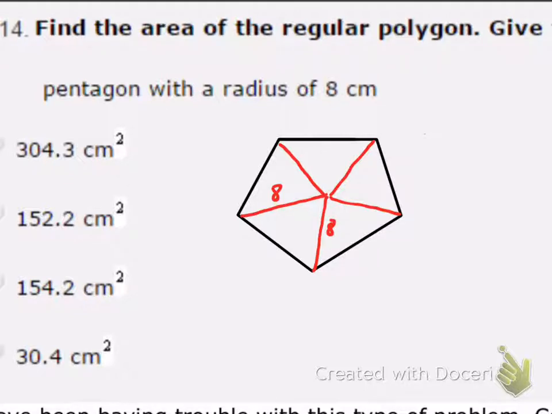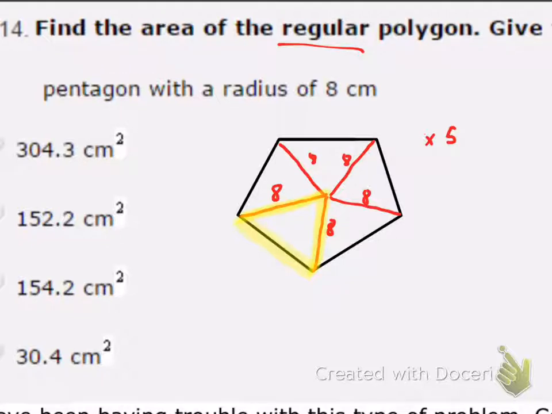Okay, so we know that the length of every side of these triangles is 8, because the radius is equal all the way around if the polygon is regular. Alright, so we can use the side angle side area formula for triangles to find the area of one of these triangles, and then from there we can multiply that by 5 and get the area of the whole one. So let's find the area of this triangle right here, keeping in mind that we have to multiply whatever we get by 5 to get the final answer.